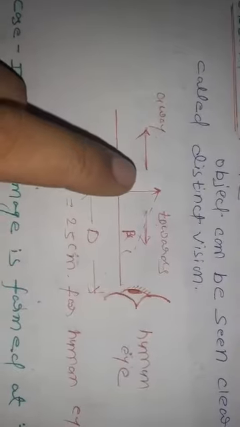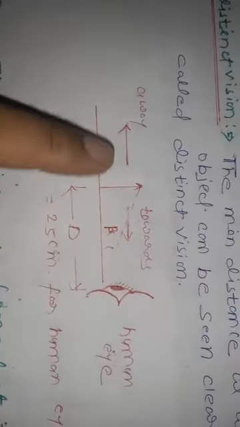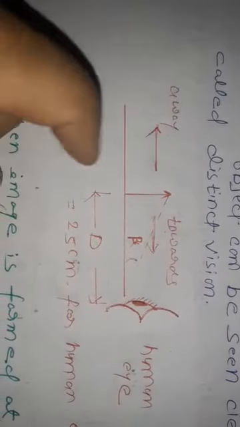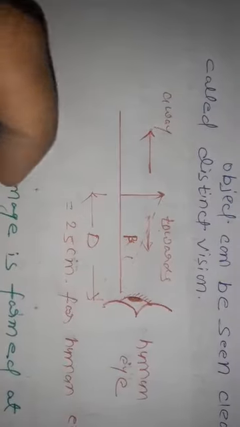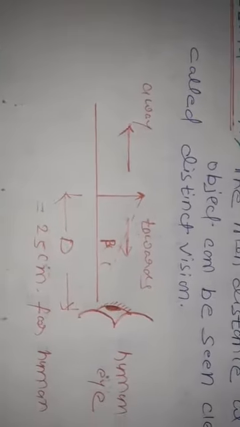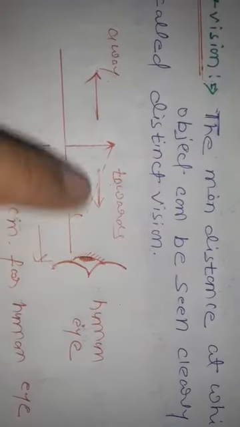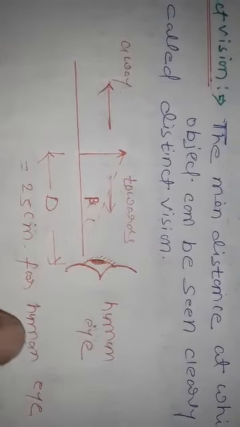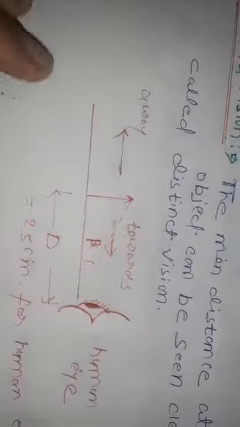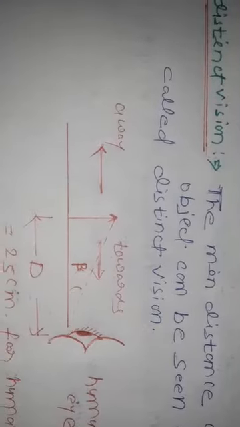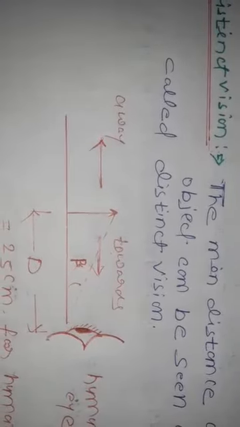Similarly, if I move this object away from the human eye, there is also a change in the size of the object. It may be big or small. So this distance is called the minimum distance at which the object can be seen clearly. What is this distance called? Distinct vision. For the human eye, the value of distinct vision is 25 centimeter. This is a very important topic in this lecture, so keep in mind what the distinct vision is. I hope you understand.